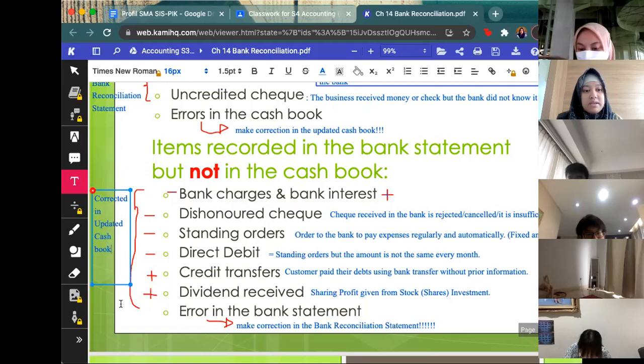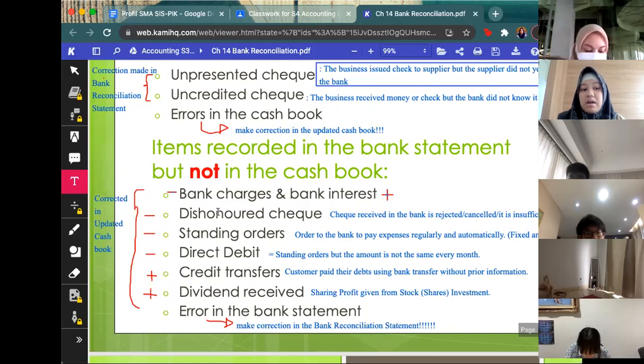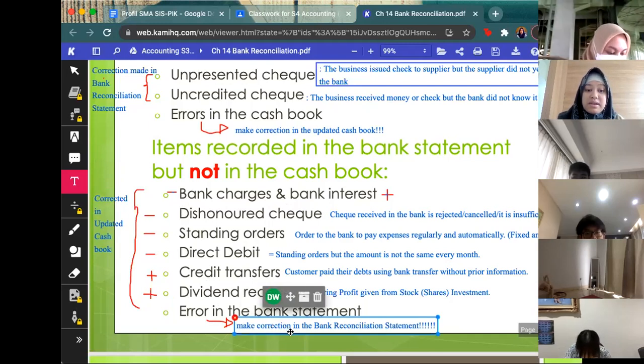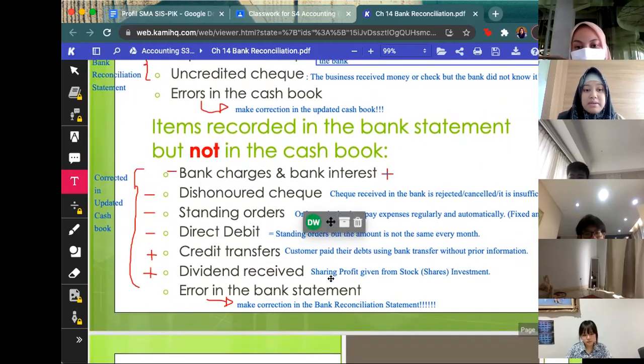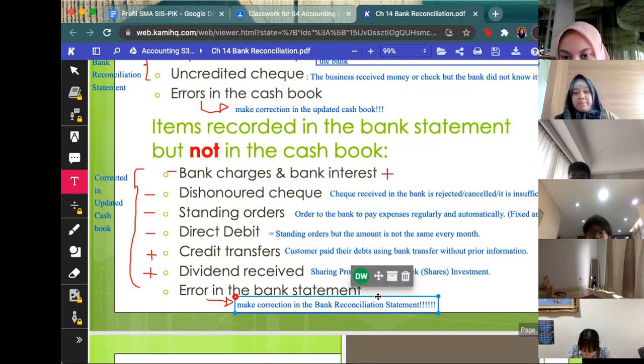Yeah, so all of these, from bank charges until dividend received, if you see these transactions, you will be updating your cash book with all of these. But only the error in the bank statement will be recorded in the bank reconciliation statement. Clear, yeah? Because these transactions are not shown in the cash book, you have to add them in the cash book. Meanwhile, for an error in the bank statement, you must make corrections in the bank reconciliation statement. So far, any question before we go to the example?